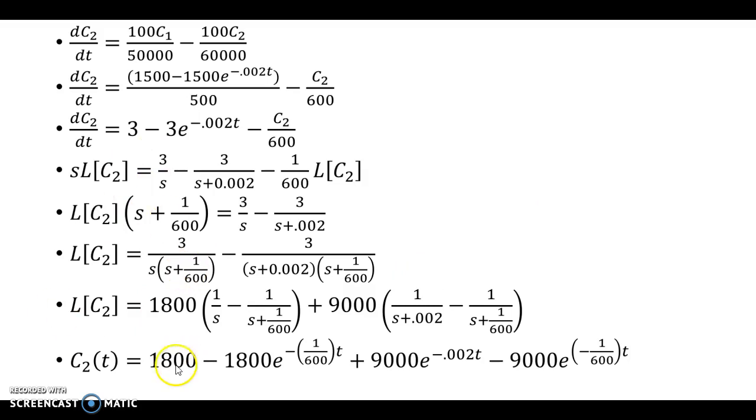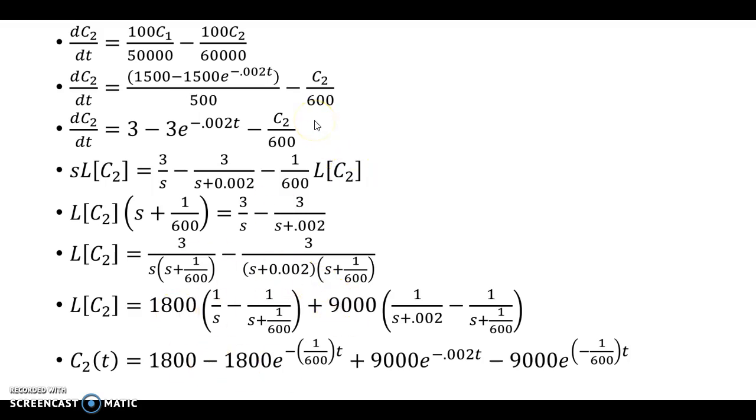And so now I can easily invert this. The inverse of 1 over s is 1, multiplied by 1800. And then the inverse of the next is e to the negative 1/600 t, and 1800 times that. The inverse of the next is e to the negative 0.002 t, multiplied by the 9,000. The inverse of that is e to the negative 1/600 t, multiplied by 9,000, which gives me the minus 9,000. And I can do some simplification here. I can combine these two terms and get negative 2,700 e to the negative 1/600 t. I'm good with the way it is.